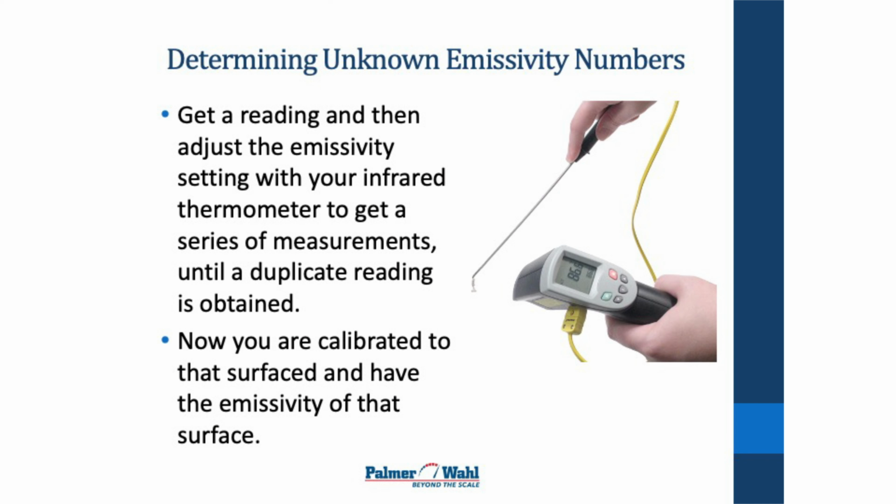If the emissivity of an object is unknown, you can work it out a couple of different ways. If you have a good contact probe and it's not a live electrical circuit, which you don't want to touch, or something is moving, it might be dangerous, you can put a contact probe on it, get a reading, and adjust the emissivity on your infrared thermometer. You get the same reading. Now you're calibrated to that surface.